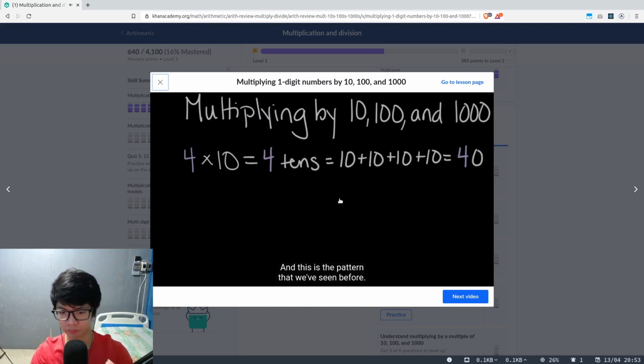And this is the pattern that we've seen before. When we multiply 4 times 10, we keep our whole number of 4, and we add a 0 to the end for the times 10.